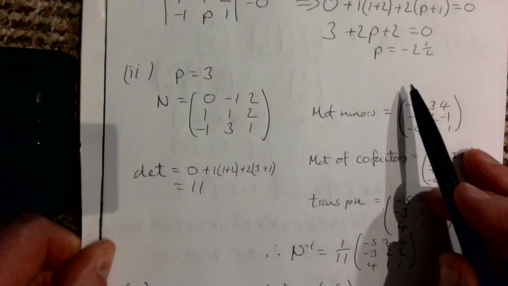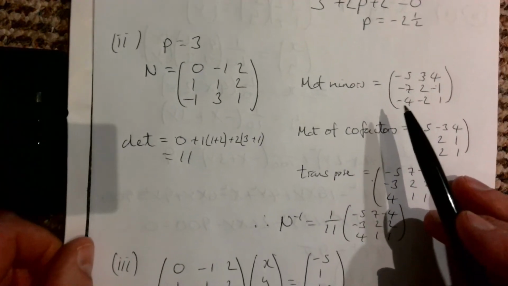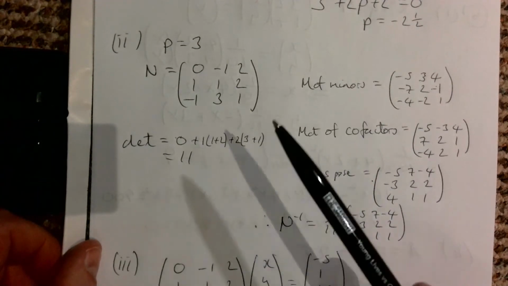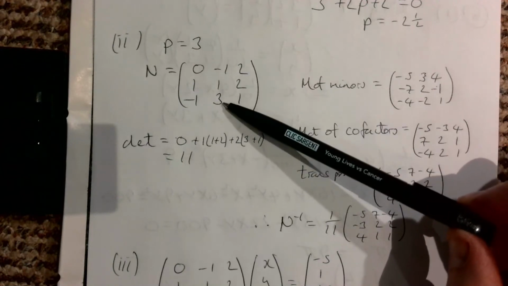Part 2 then says if p equals 3, find the inverse. Very, very straightforward question here. You should be all over a question like this. And with these new calculators, you can check that you've got the right answer as well. So I filled it in here, and I've changed my p then for a 3.